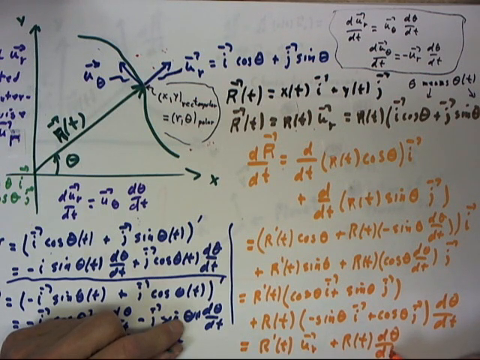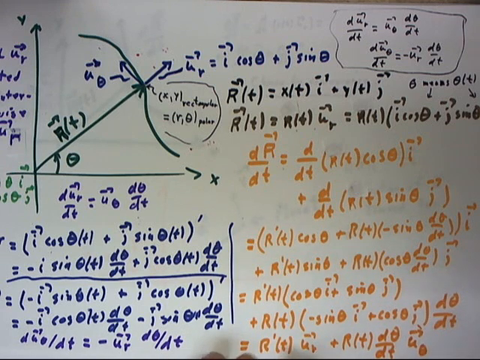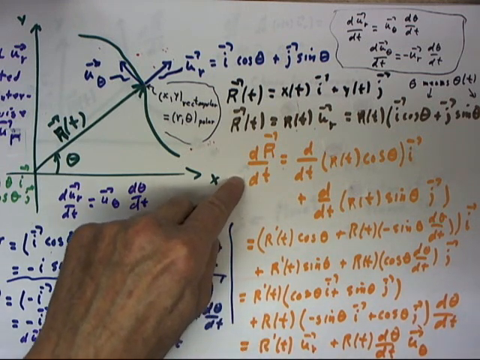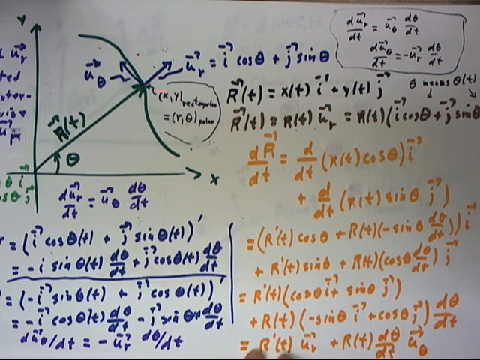So we have this: the derivative of our r of t vector with respect to t is r prime of t times the u sub r vector plus r of t d theta dt times the u sub theta vector.